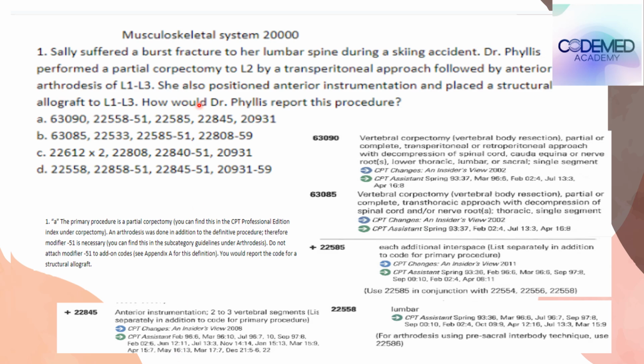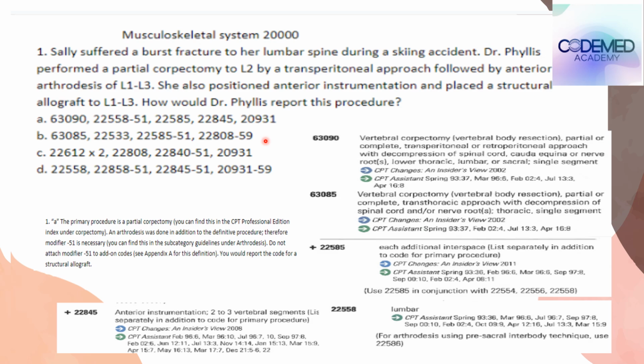So find out, this is the anterior approach. There is a corpectomy that has been done, and instrumentation has been done, allograft has been put. So if you see the code 63090, it is a vertebral corpectomy, but it is a transperitoneal approach, while 63085 is a transthoracic approach. So option B is not the correct option.